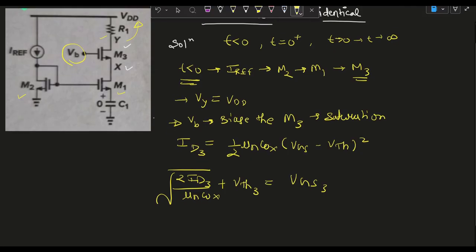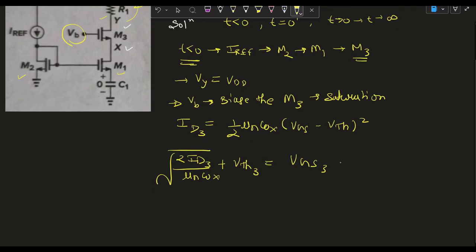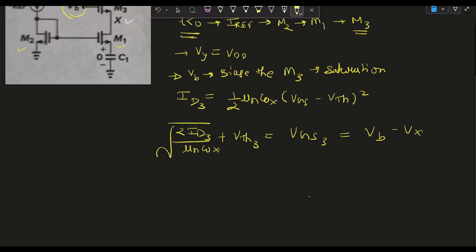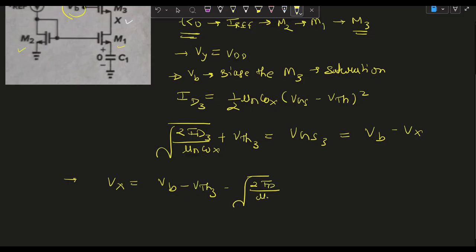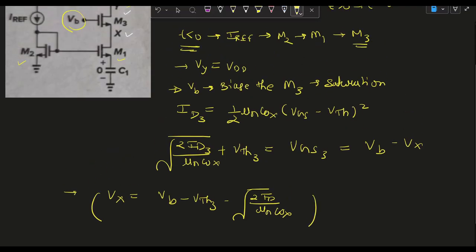We are analyzing Vx, and VGS3 is equal to VB minus Vx, as the gate voltage is VB and the source voltage of M3 is Vx. So we can find Vx from there. Vx is equal to VB minus VTH3 minus the component square root of 2ID3 over mu n Cox W over L. This was our equation. But for the t less than 0 time frame, we are assuming that ID3 is 0, so this whole component becomes 0.